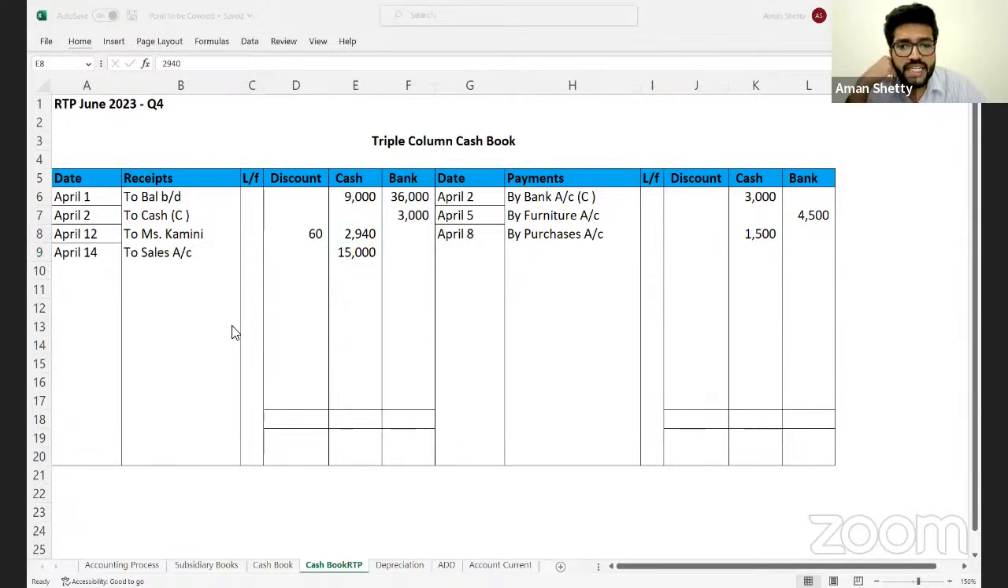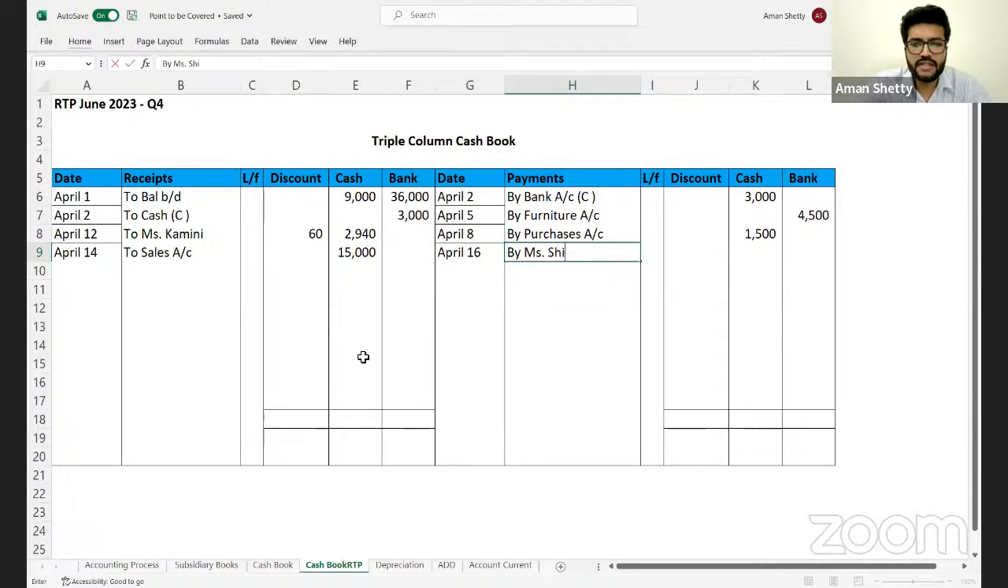16th April, paid to Miss Shikha by check rupees 4,350 and discount received 150. By Miss Shikha. Correct. April 16th, by Miss Shikha. Check is given, correct? So 4,350, and discount is in By Miss Shikha's account, rupees 150. Next.